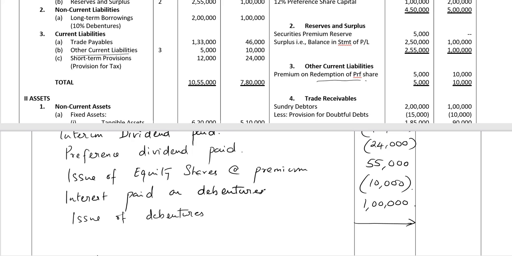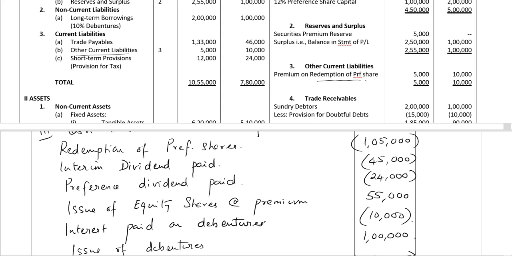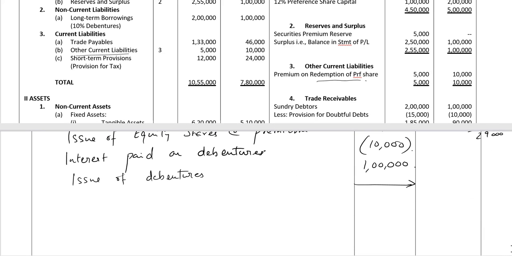The final amount to be taken to the outer column. ₹1,84,000 minus ₹1,55,000 comes up to minus ₹29,000. Cash used in financing activities.